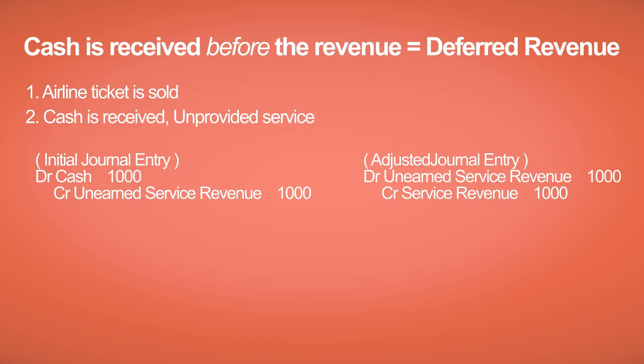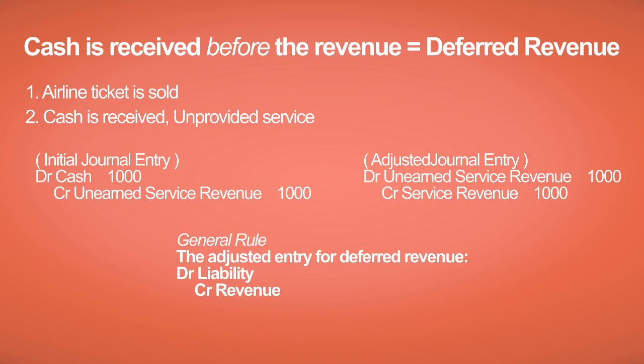When adjusting this entry, we debit the unearned service revenue to show that the obligation has been met and credit service revenue to show the revenue has now been earned. Generally, we debit a liability and credit a revenue.